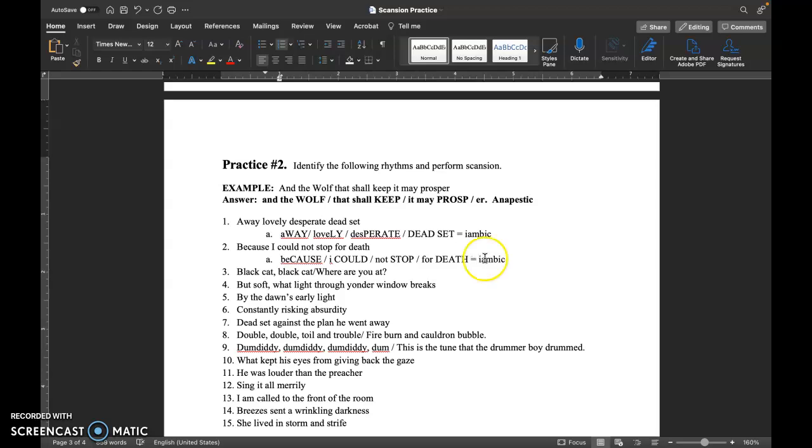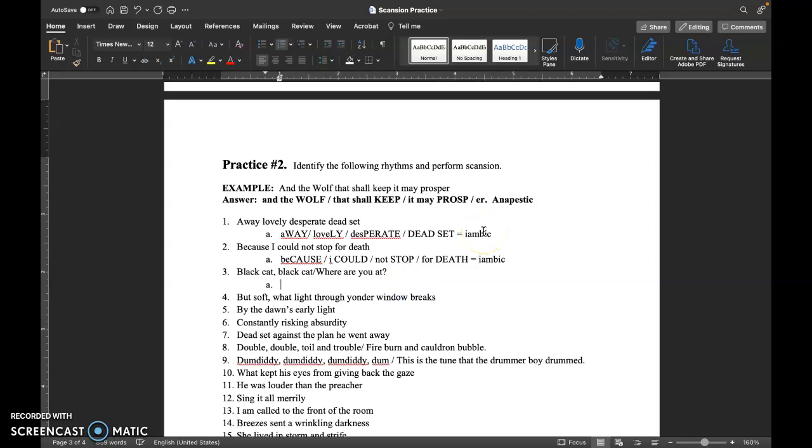Let's do another one. How about number 3? Black cat, where are you at? Okay, so when I look at this line and I look at these words, do any of them have multiple syllables? The answer is no, they're all 1 syllable. They're monosyllabic words.